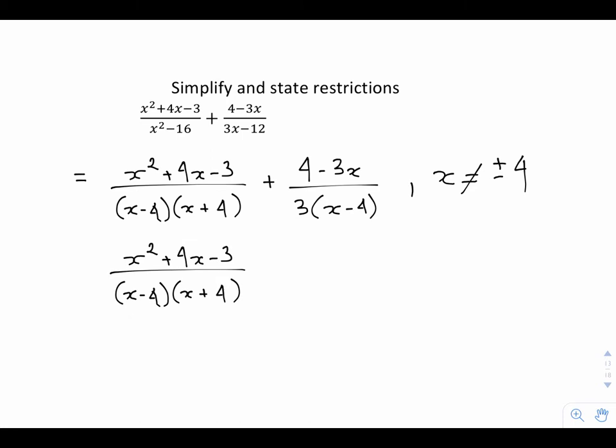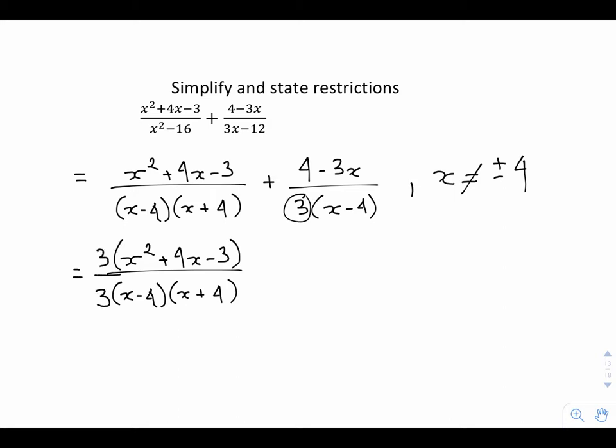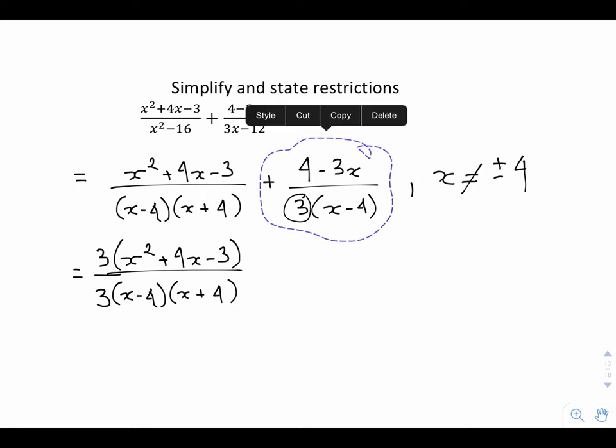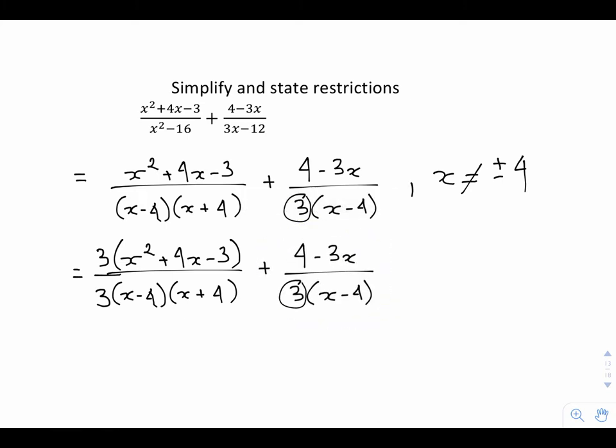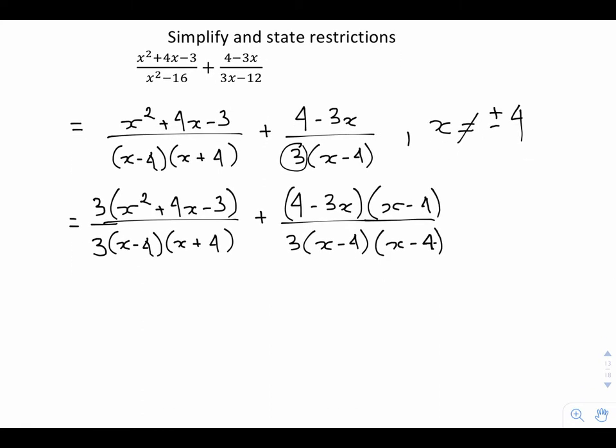So I'm just going to copy this one down here. And we said that we're going to multiply this numerator and denominator by 3 because of the 3 over here. And similarly, I'm going to take this fraction, copy it, bring it down here, and I'm going to multiply my numerator and denominator by x plus 4. So let me extend this a bit, put brackets around here, x minus 4 at the top, x minus 4 here on the bottom. So now I have a common denominator.